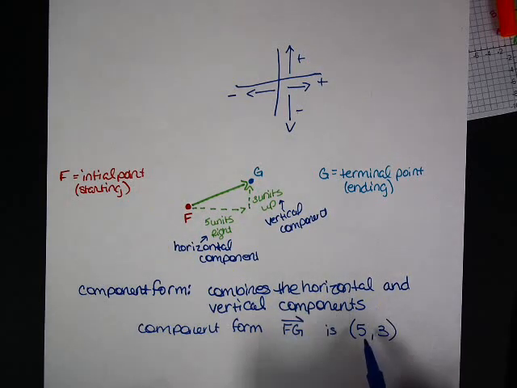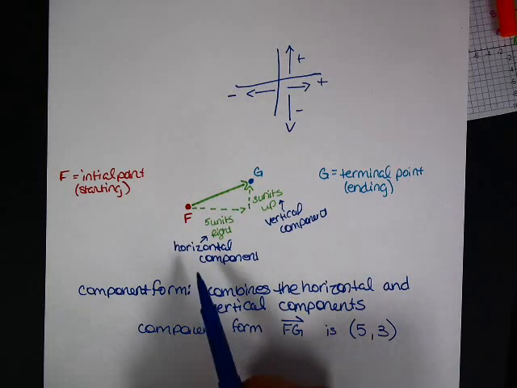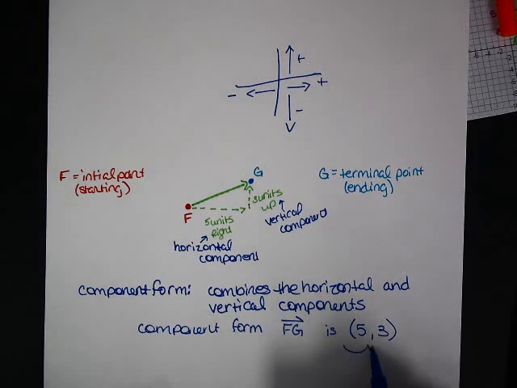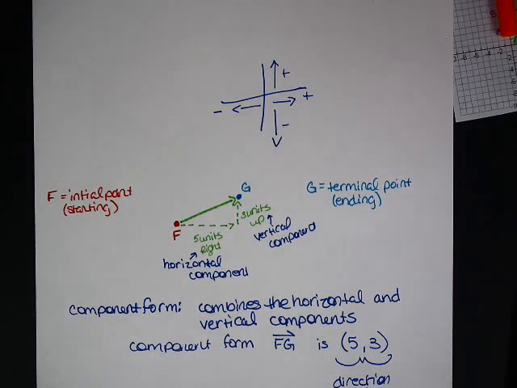Okay, so this does not mean that's where it's located. This means the direction we moved to go from one point to another. Be sure you understand that this is a direction, not a location, when you have a vector written in component form.